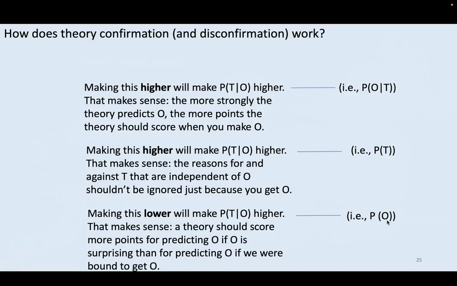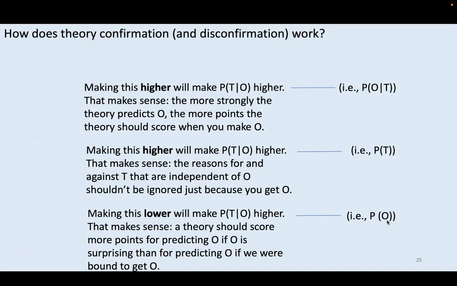And the example I gave in class was this: if my theory predicts that the next mammal who walks through the door will be human, and the next mammal that walks through the door is indeed human, maybe my theory should score some points, but you shouldn't be like, man, I'm so impressed by your theory, because it wasn't a very interesting or surprising prediction.